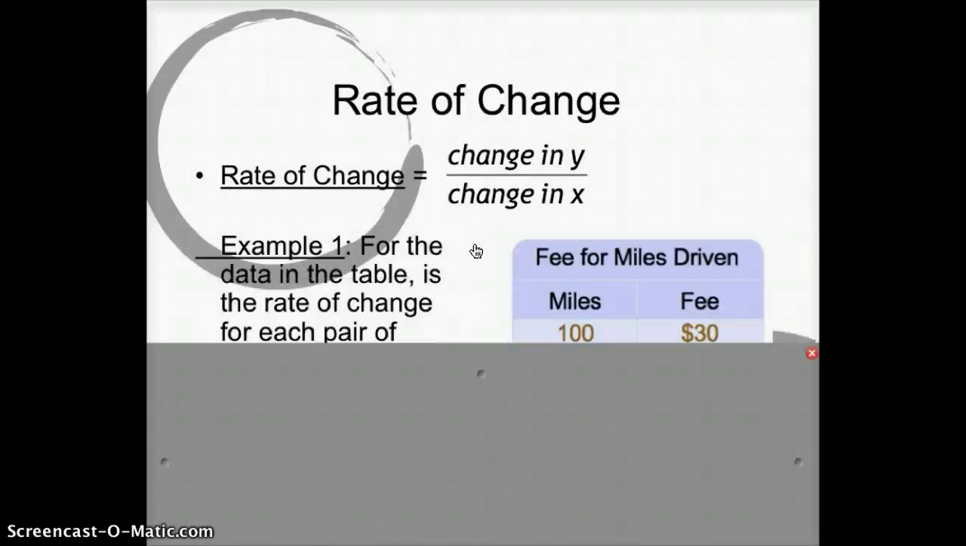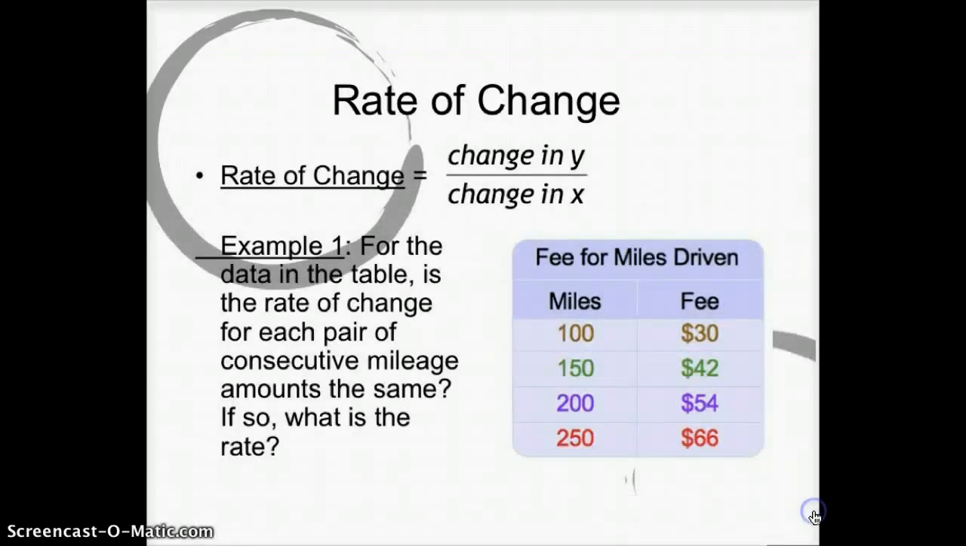So if we look at a table like this, for this data in this table, I want to know: is the rate of change for each pair of consecutive mileage amounts the same, and if so, what is the rate of change? So if you're trying to figure out y and x, the miles is the independent variable, it's x, and the fee is your y. And I want to see if the rate of change is the same.